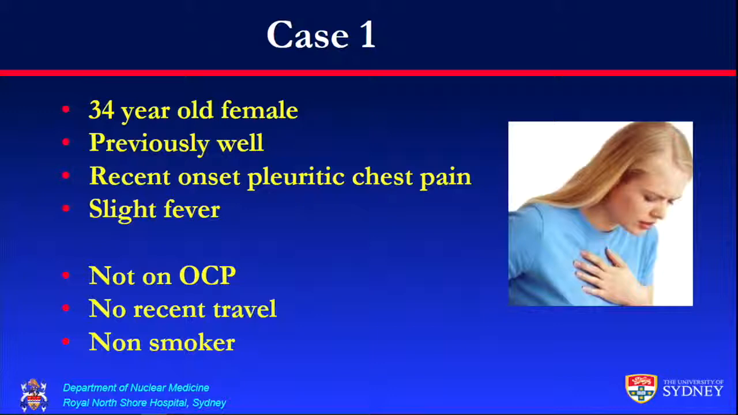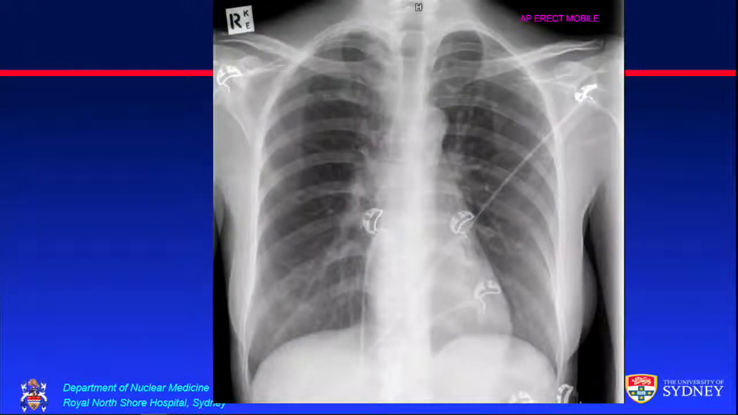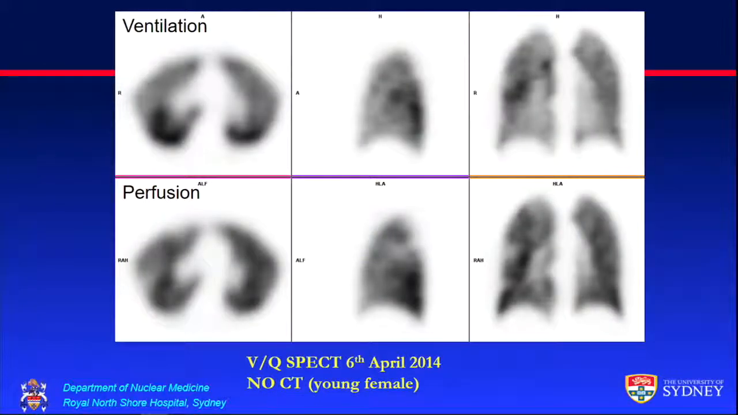This is a young lady. She's a 34-year-old woman. She's been previously well, no history of anything. She's had sudden onset of pleuritic chest pain. She's got a slight fever, but she's not on the pill. She's had no recent travel. She's a non-smoker. She comes for an investigation. Her chest X-ray is completely normal. And we do this lung scan.